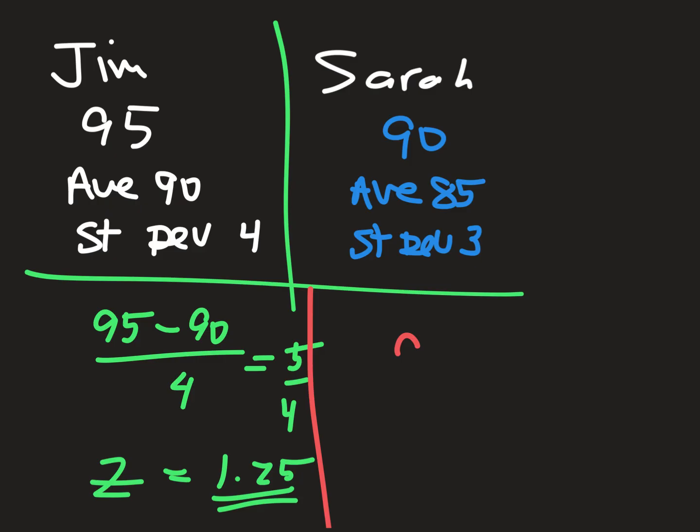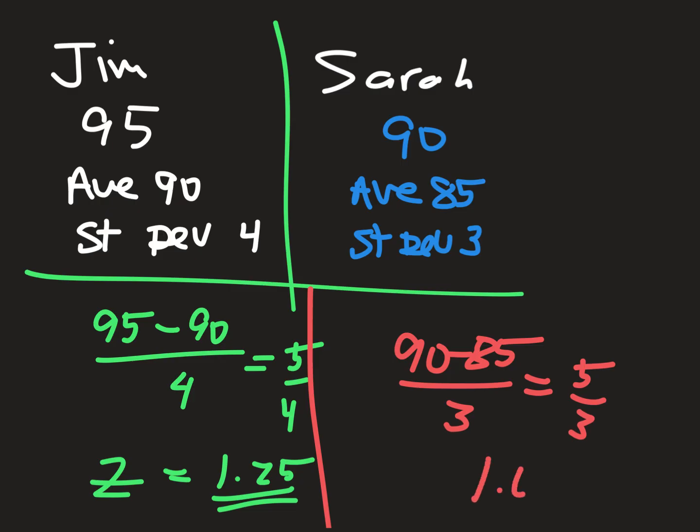90 minus 85 over 3. And 90 minus 85 is 5, and that's 5 over 3. And 5 over 3 compared to 5 over 4, let's get the decimal for it. 5 divided by 3, and I get 1.6 repeating. So z-score of 1.66, actually 1.67 if I'm going to round to 2 decimal places. It is no doubt Sarah did better.